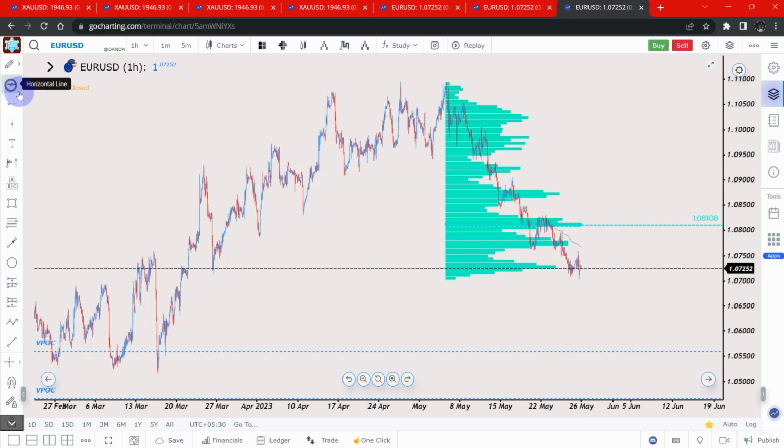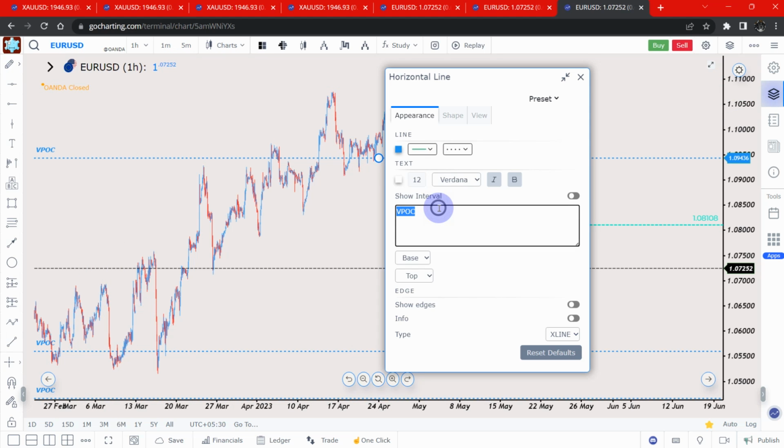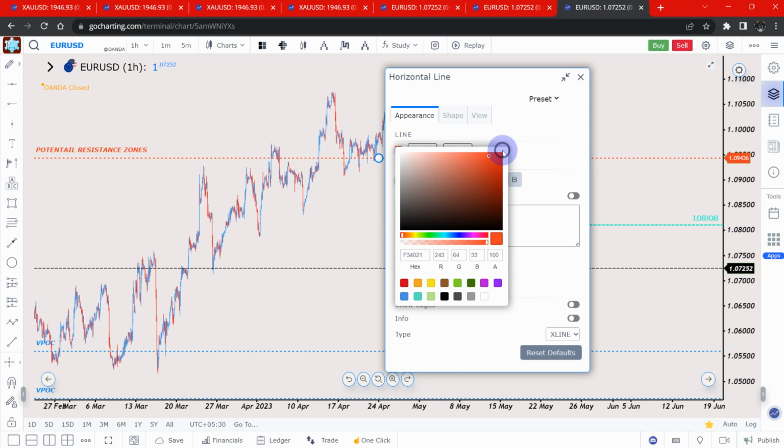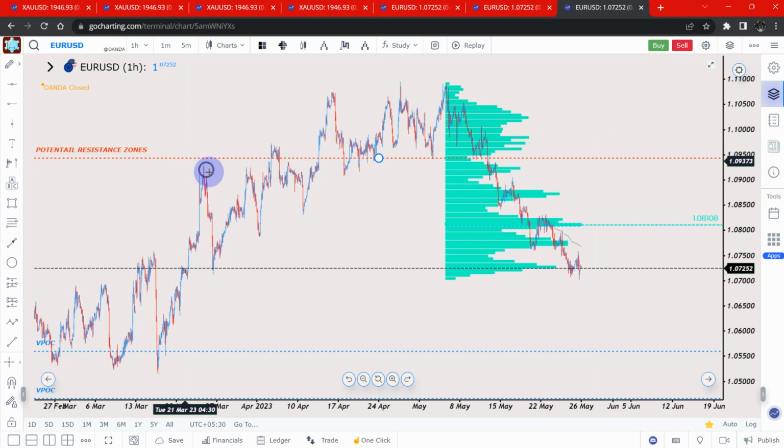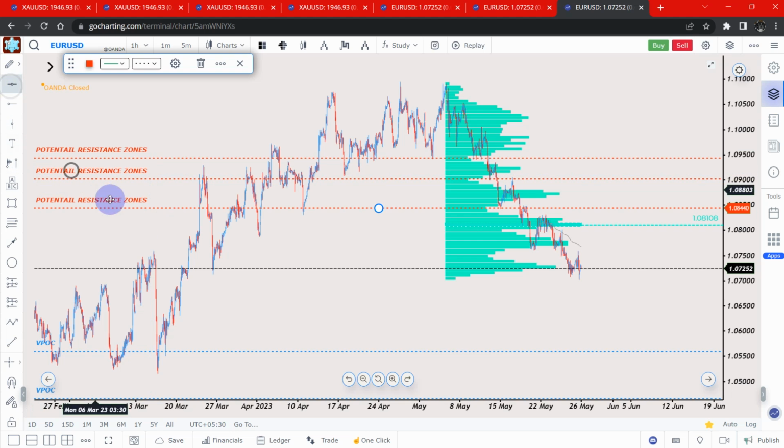So the resistance zones that you can mark here and can be of great help to you are the ones we're just marking. So we'll just say potential resistance zones, and we'll make them red. This is the one, and we keep doing that to find good trading opportunities in the forthcoming week. So these are the zones which you can keep in mind, and you can get great scalping opportunities. And this one we'll mark, and that is it.